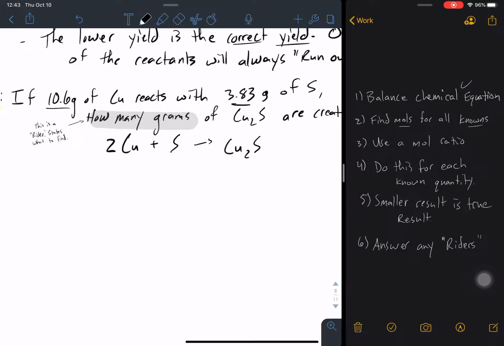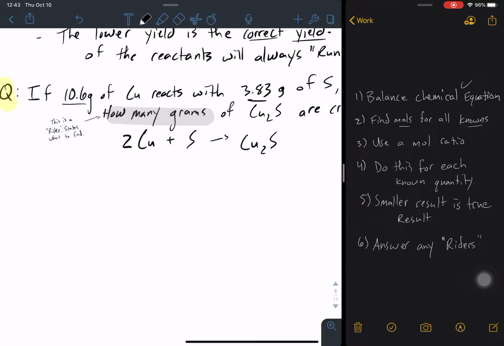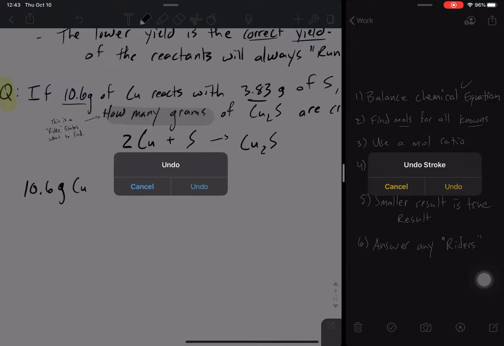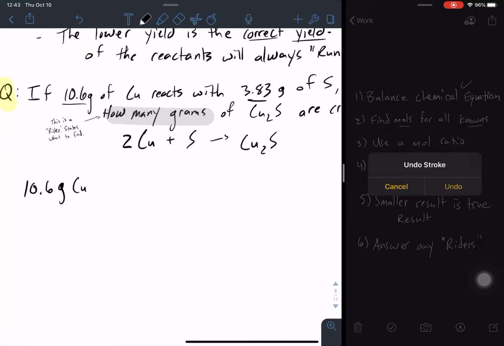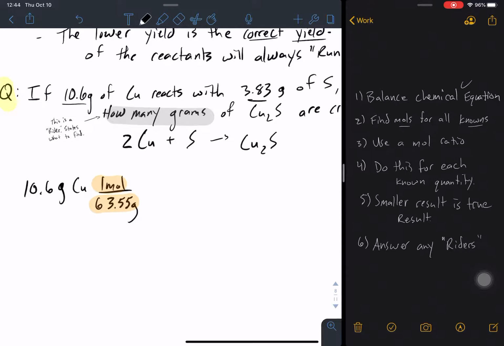You need to find the moles for all knowns, so let's do that right now. 10.6 grams of copper. I need to convert this into moles, and so I know that the molar mass for copper is going to be 63.55. So 1 mole is over 63.55 grams. And just for consistency, remember this is the molar mass step that we're using. And then the next thing that I need to do is use a mole ratio.